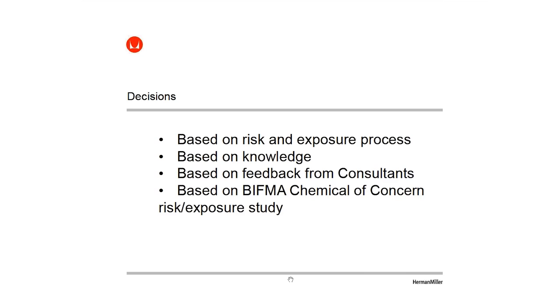So there's more to just knowing that a hazard is present to understanding whether or not that poses a risk and how critically we need to remove that immediately, and also based on feedback we get from consultants. And as we talk about risk and exposure, our trade group, BIFMA, is going out and doing studies on chemicals of concern in the furniture and building products industry, looking at risk and exposure to determine appropriate levels of different chemicals of concern so that we can use those in our alternatives assessment processes.